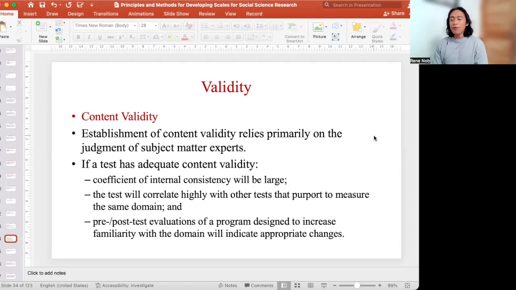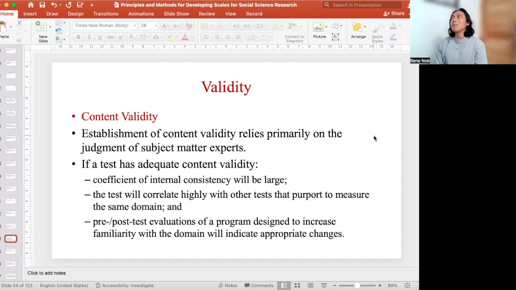Now, assuming that you finalized your set of items and that there is content validity according to the experts, then you would expect that the coefficient for internal consistency would be large, and that the test would correlate highly with other tests that purport to measure the same domain. So if you develop a scale for academic self-efficacy, then that specific measure should strongly correlate with other measures of academic self-efficacy. And that pre and post test evaluations of a program designed to increase familiarity with the domain will indicate appropriate changes. So that's another indication of content validity.